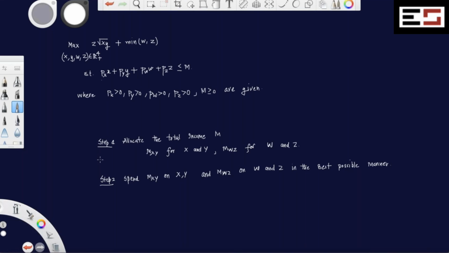Then solve the stage one problem: if you spend MXY on XY in this way and MWZ on WZ in this way, then how much should you allocate to XY and how much to WZ, given that your objective is now a function of MXY and MWZ. So when you solve the stage one problem, this particular problem will become a problem of just two variables, MXY and MWZ.